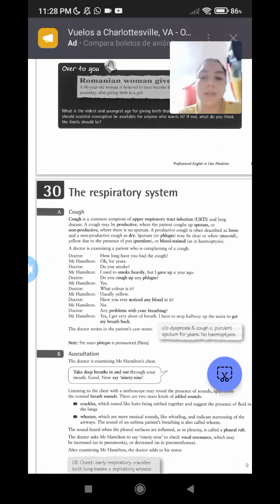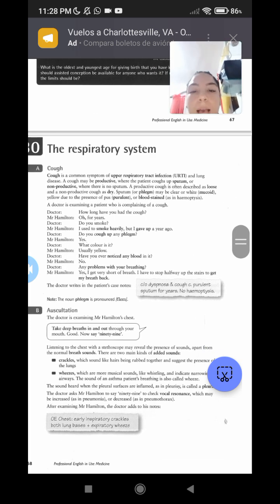The respiratory system. Cough, a common symptom of upper respiratory tract infection, URTI, and lung disease. A cough may be productive, where the patient coughs up sputum, or not productive. Where there is no sputum, it is described as a non-productive or dry cough. Sputum or phlegm may be clear or white, mucoid, yellow due to the presence of pus, purulent, or blood-stained.